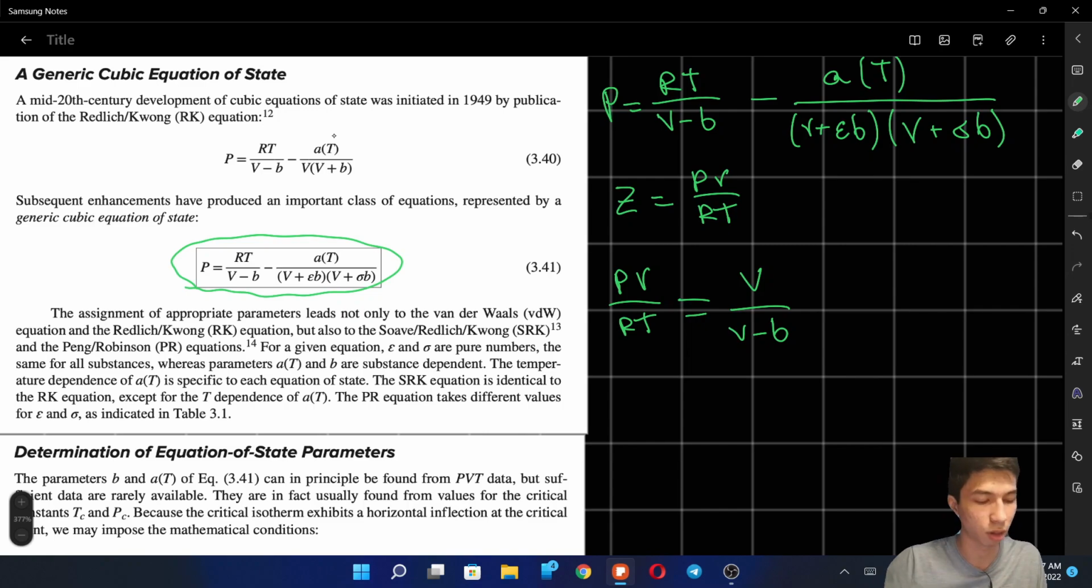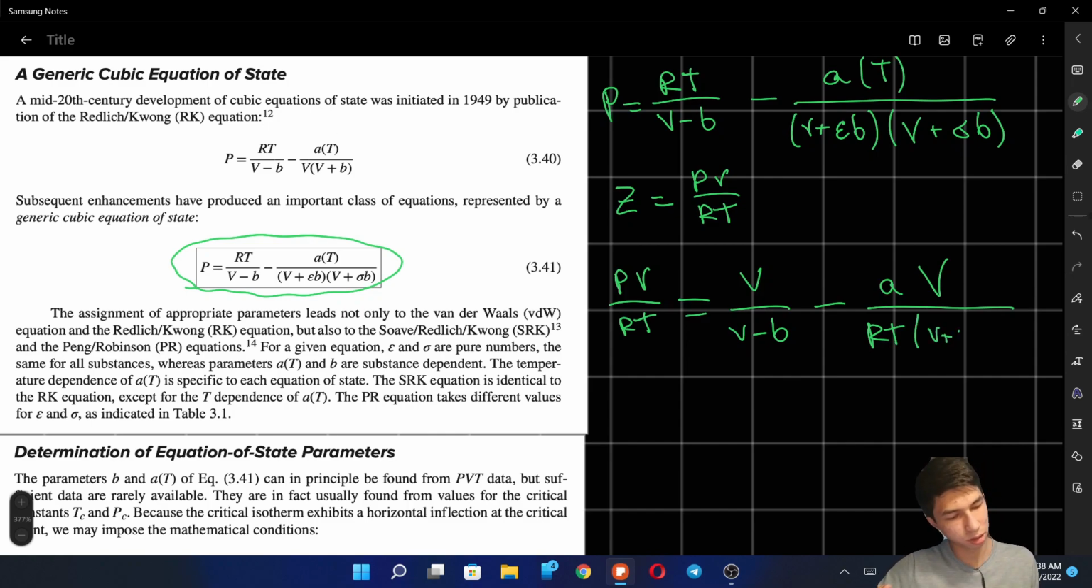For this term, if we divide by RT and multiply by V, we'll have V over V minus b. And for the last term, let's write it as a, which is dependent on temperature, times V over RT, times V plus epsilon b, times V plus sigma b, right?